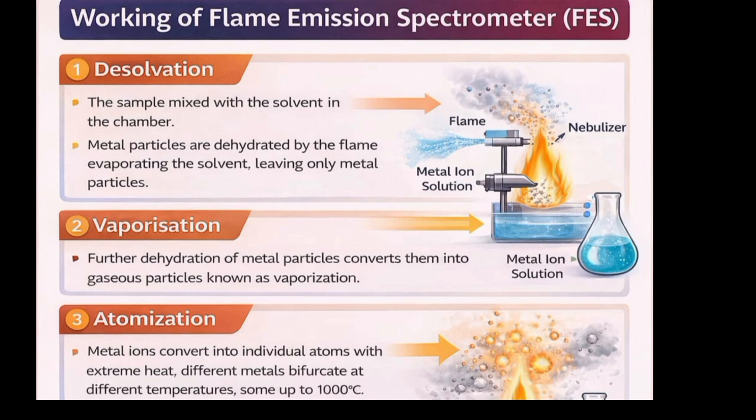Vaporization. The metal particles are further dehydrated and they get converted into gaseous particles. That's why this process is known as vaporization. Atomization. In this step, the metal ions or molecules get bifurcated into individual atoms with the application of extreme temperature. Different metals have different atomization temperatures. Some of them require only low temperature, whereas some of them require temperature up to 1000 degrees Celsius.